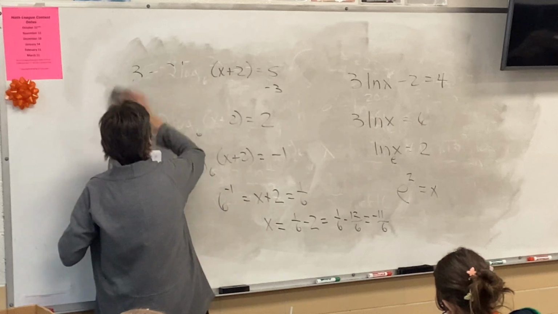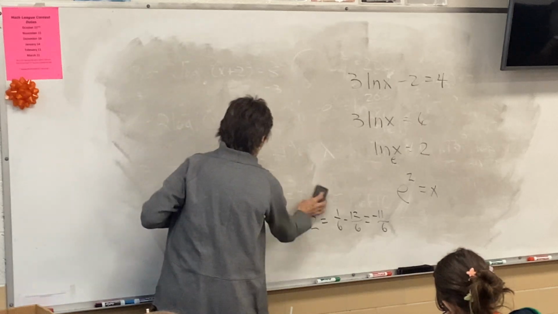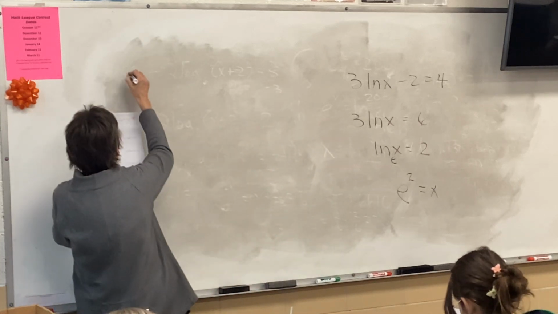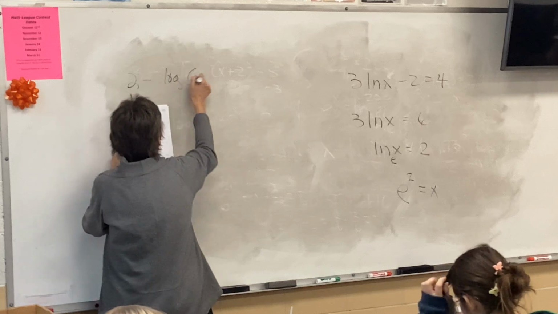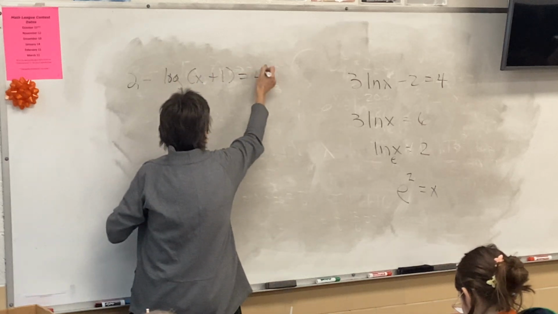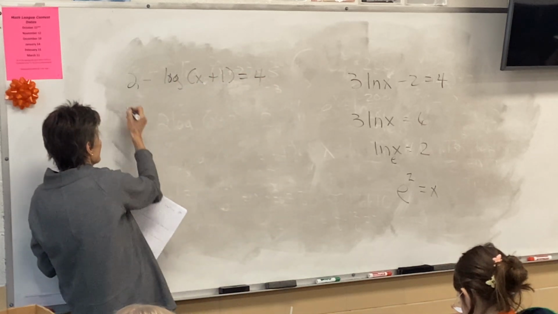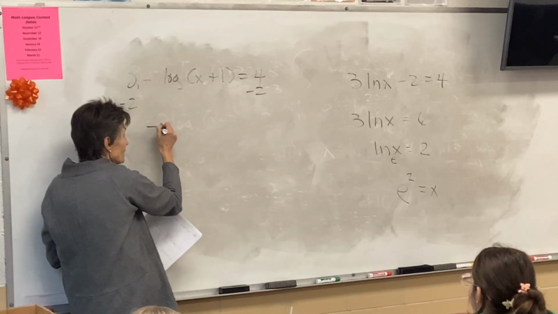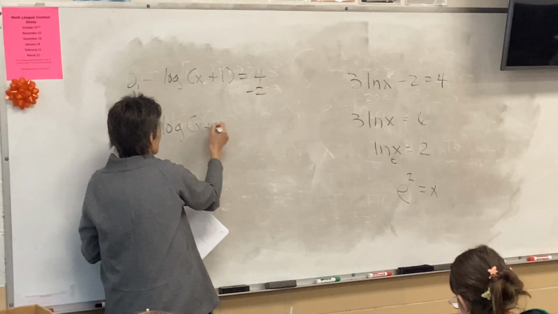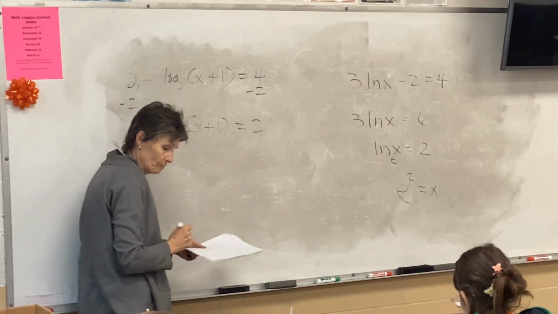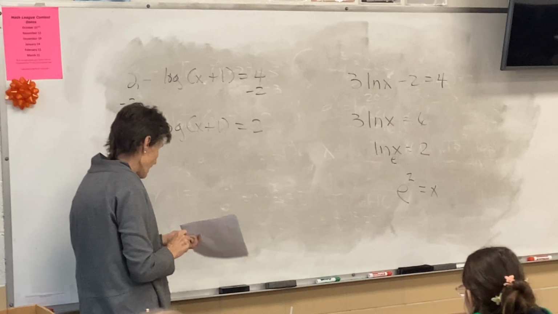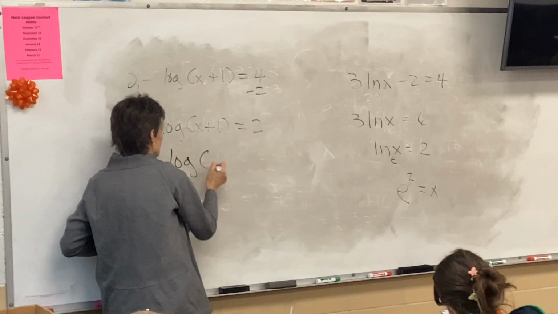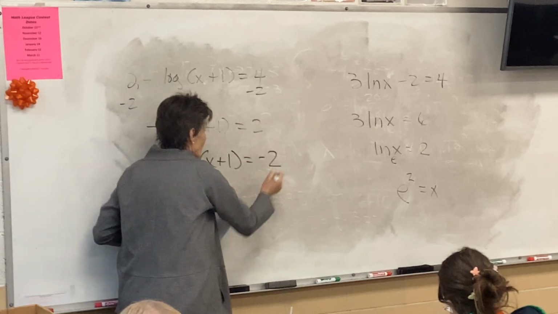All right, C. What are we going to do with letter C? Subtract 2. Subtract the 2. And when I subtract the 2, I'm going to remember this is negative log x plus 1 equals 2. And then I'll divide by negative 1.